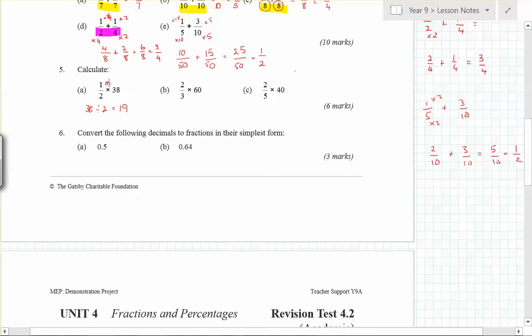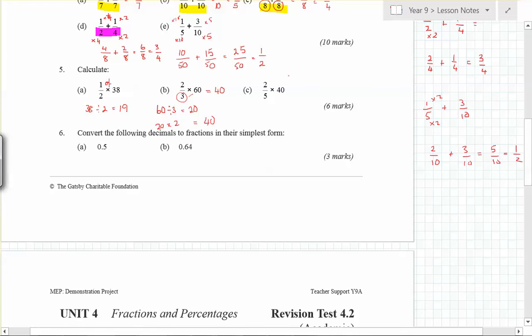What about B then? Jaina, go on then. You divide 60 by 3 first. So the answer is 20, because that's 1/3 of 60. Then it's 20 times 2, because I've got 2/3, which makes 40. So the answer is 40.